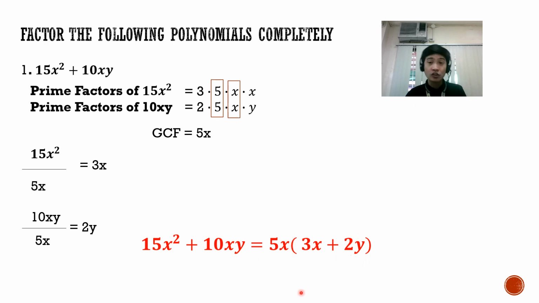Actually, madali nating mati-check kung tama yung sagot natin. Pag si 5x times 3x, that is 15x squared. 5x times 2y, that is 10xy. So, ibig sabihin, tama ang nakuha nating factors para sa polynomial na ito. So, yan ang una nating example for factoring polynomials using the concept of common monomial factor.